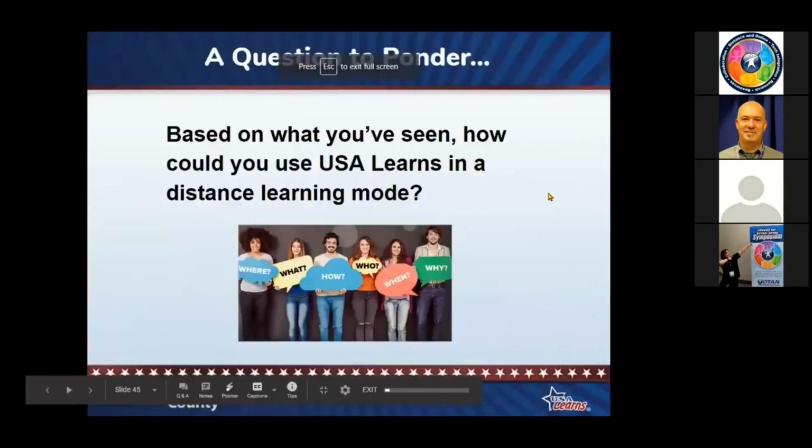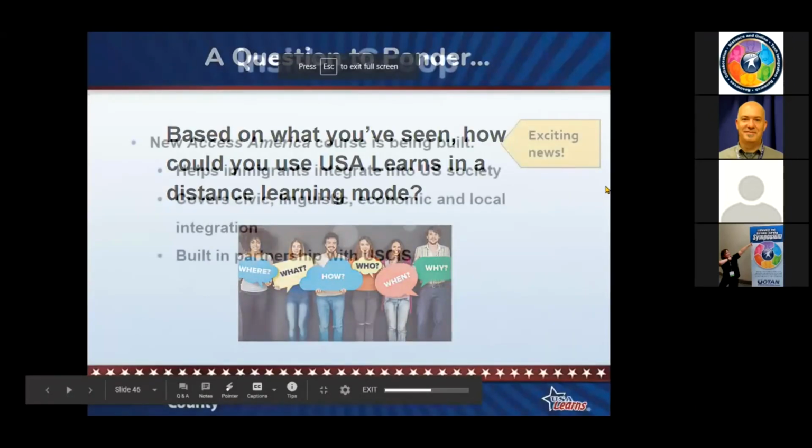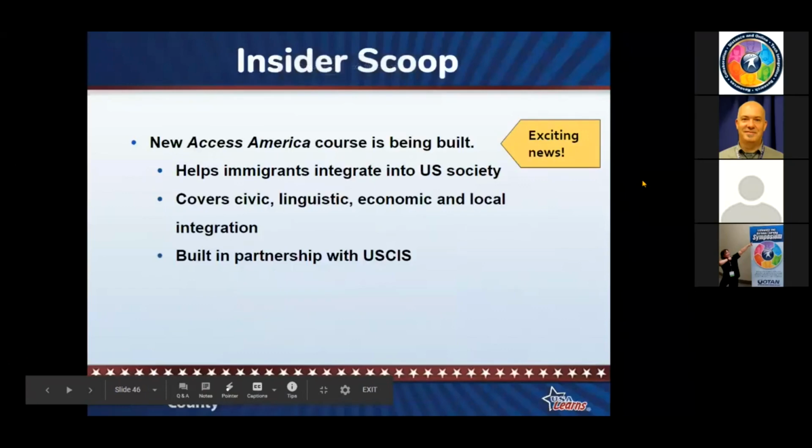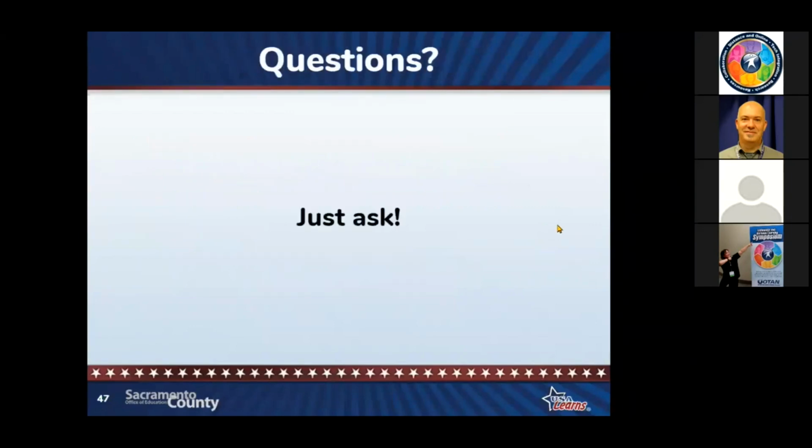And I think I'm almost done. Just some exciting scoop. My team is in the process now of creating another new course. We're going to call it Access America, and it will help immigrants integrate into U.S. society. We'll cover civic, linguistic, economic, and local integration, and we're building it with content partnership with USCIS.